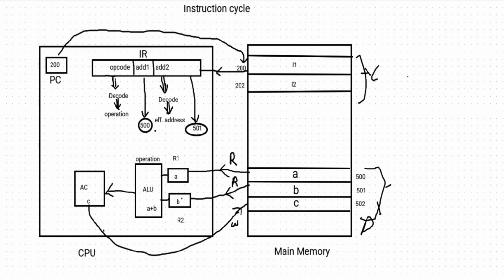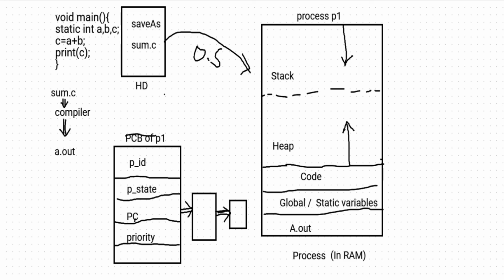This is the instruction cycle. This is a topic of computer organization and architecture. You can also map this topic to process states or process life cycle in operating systems. I'll tell you how. In the beginning, when the program is saved, the process is in the new state, which is in secondary memory, that is in hard disk.